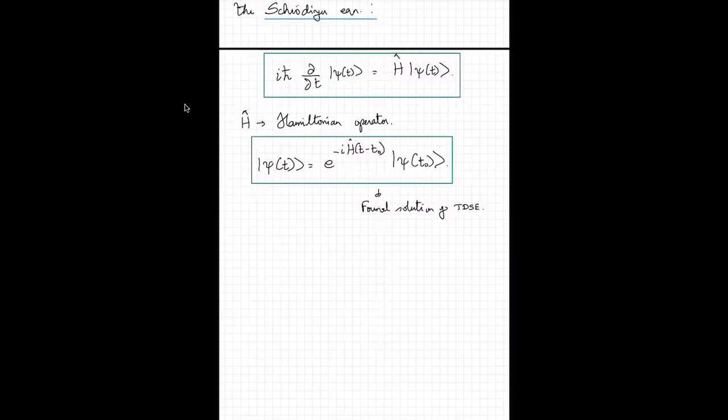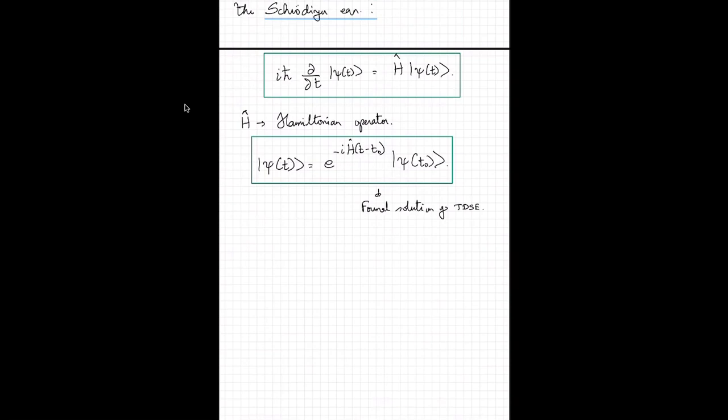It is not just an exponential of a number. H is an operator. So this is still an operator equation. So the way I would formally guess the solution is by acting psi of t0 by the operator e to the minus iH times t minus t0.